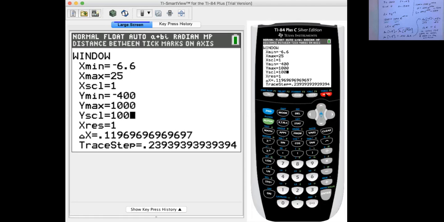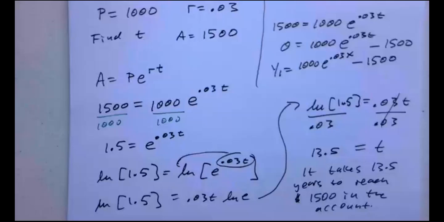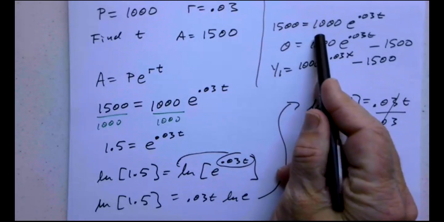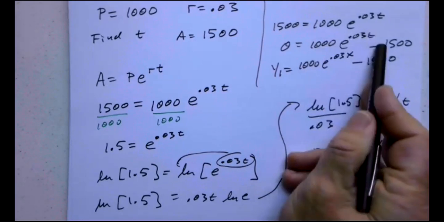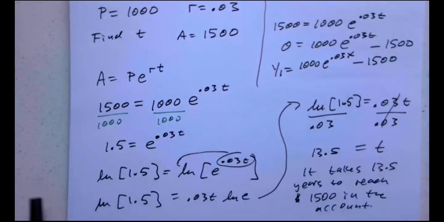We'll see if that's good enough. I'm looking for the zero of the function. Can I see anything here? Let's take a look. Where does it cross? Yeah, that's pretty good. I picked a good window. So I want to find the zero of the function. Remember what I was trying to do, right? We wanted to find when does 1,500 equal 1,000 e to the 0.03t. I said subtract 1,500 from both sides. Find out when this function equals 0.